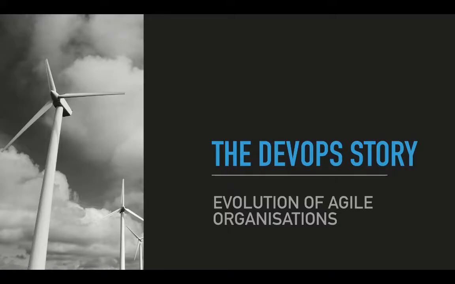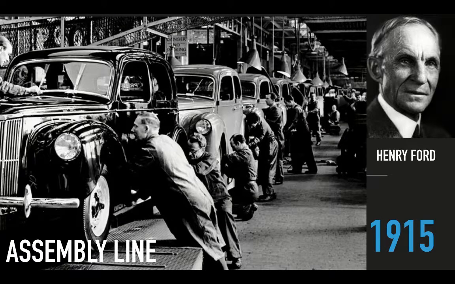But before that, we'll talk about the DevOps story, the evolution of agile organizations. And this goes back to the turn of the century. So we're going to start talking about the beginning of the century when Henry Ford created something called the assembly line.